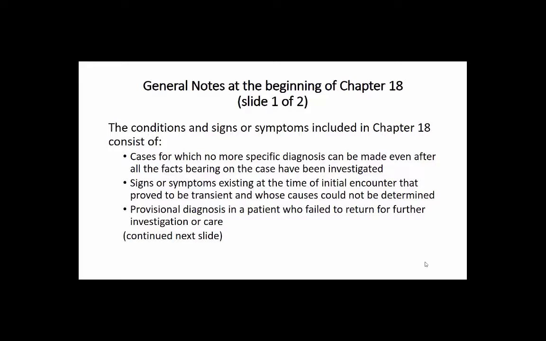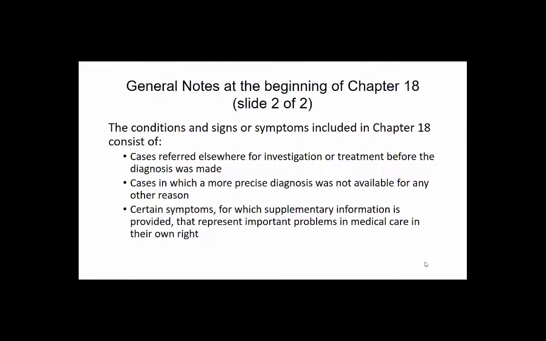Second bullet point, signs or symptoms existing at the time of the initial encounter that proved to be transient and whose causes could not be determined. So the person had the sign or symptom, and before they could really get it worked up, it was gone. That's when you're going to code signs or symptoms. The third bullet point, provisional diagnosis in a patient who failed to return for further investigation or care. Some appointments were made for follow-up investigation by the physician, but the patient never came back. So the only thing you can really code would be the signs or symptoms.